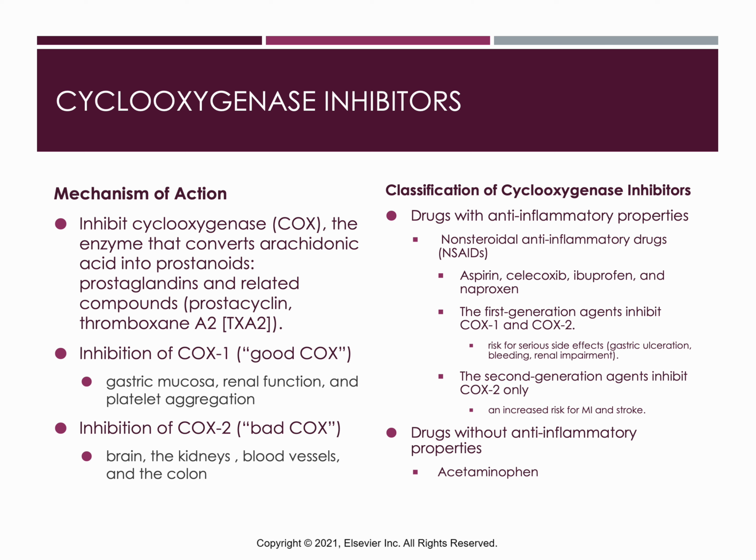But in reality, COX-2 inhibitors appear even less safe than the first-gen agents. This is because research has shown that there is an increased risk for MI and stroke with the COX-2 inhibitors. So they may be safer on gastric ulcerations, bleeding, and renal impairment, but they are linked to increased risk for MI and stroke. So let that be a guiding principle when you are selecting a COX inhibitor.